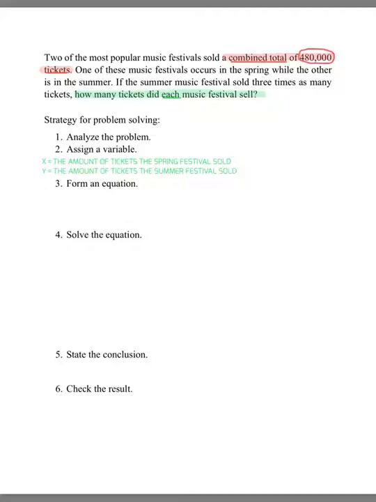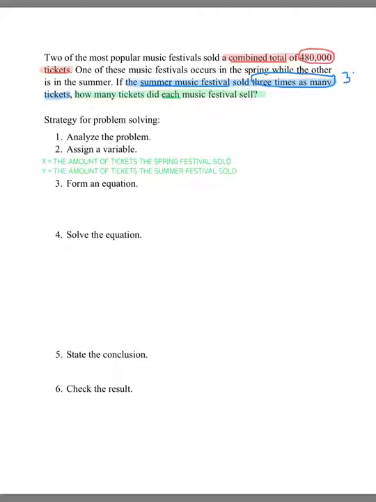And it says that if the summer music festival sold 3 times as many tickets, well, that's something there. So I'm going to go ahead and highlight that. And it says that the summer music festival sold 3 times as many tickets. So the key there is that the focus is on the summer music festival, and then they sold 3 times as many. So this is literally what it means. 3 times is usually 3 times something. So we're going to do multiplication by 3.